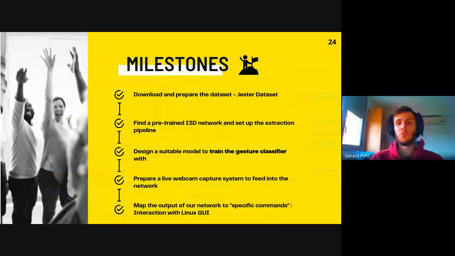These are the milestones proposed in the mid-project review. The first 2 ones, which involve finding and preparing the dataset, setting up the virtual environments, and the extraction pipeline, were already accomplished by then. And we were in the middle of the 3rd one, and the only part left was training and tuning the already designed model. Then the more technical milestones were achieved, which require capturing and treating the videos appropriately to be fed into a neural network and mapping the output of the neural network to specific Linux commands. And those were also achieved on time.